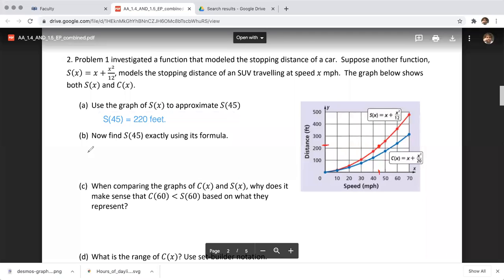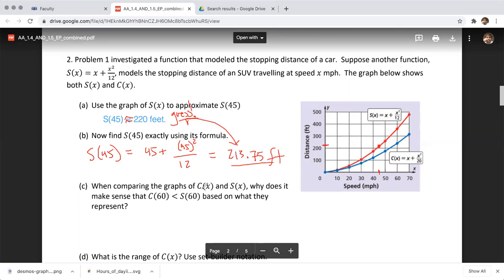Now find S of 45 exactly using its formula. Well, that would be S of 45 is equal to 45 plus 45 squared divided by 12. And if I use my handy dandy iPhone calculator here, 45 times 45 is 2025, divided by 12 is 168.75, plus 45 is 213.75. And that is the feet. So you can see that these are not quite equal. So I really need an approximately equals to here because this was a guess from the graph, whereas this is the exact value that I found using the formula.